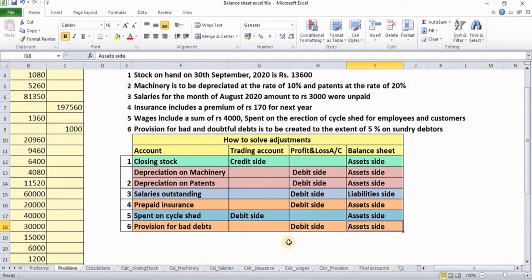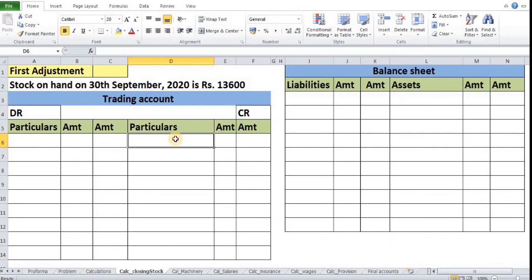Till here we have understood the placement of adjustments in the trading profit and loss account and balance sheet. Now we will see the workings or calculations of these adjustments. Then we will prepare the trading profit and loss account and balance sheet.